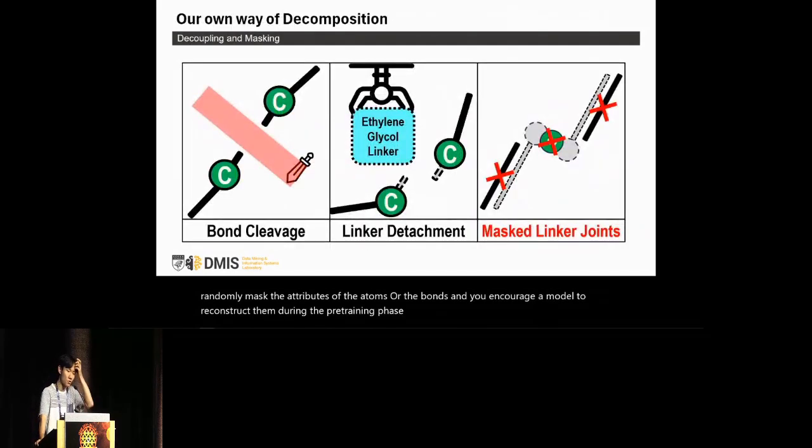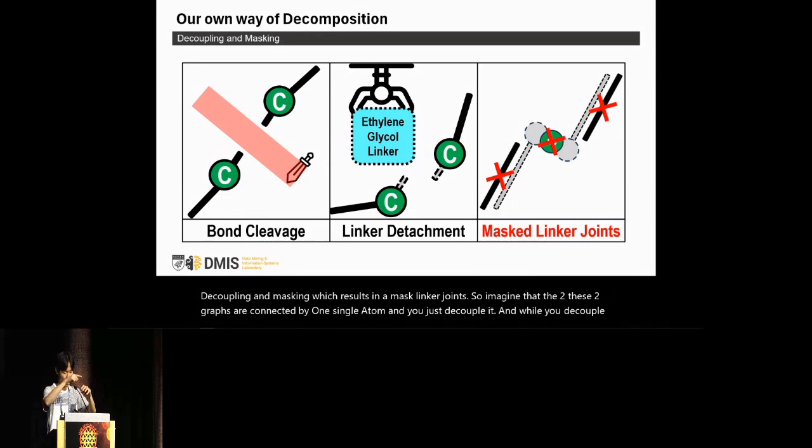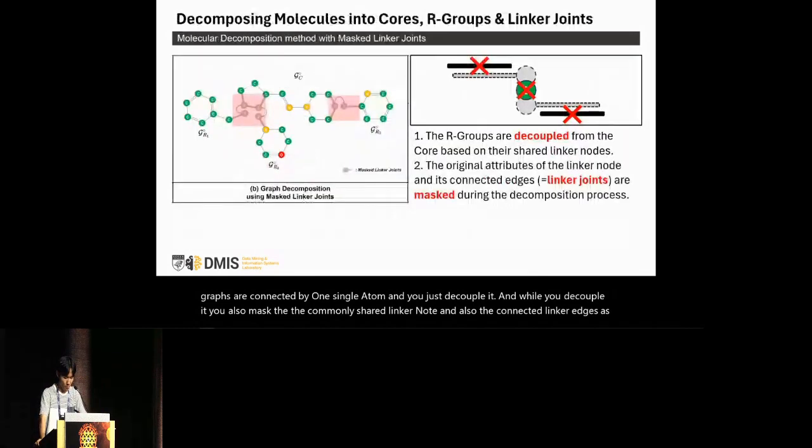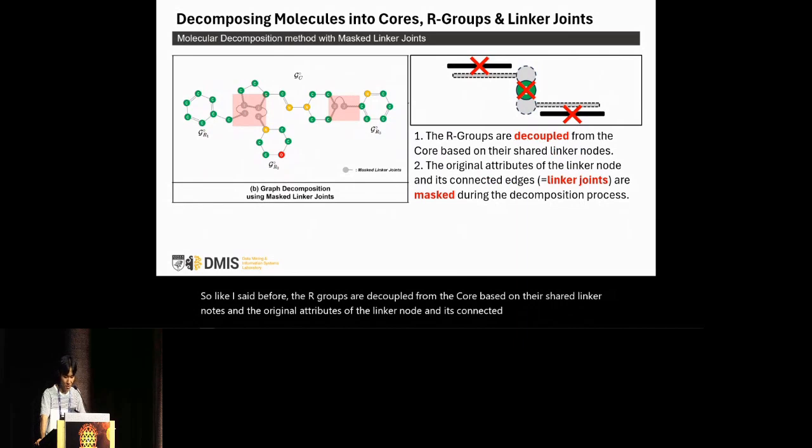So what we wanted to do is we propose a unique approach for decomposition called decoupling and masking, which results in masked linker joints. So imagine that these two graphs are connected by one single atom, and you just decouple it. And while you decouple it, you also mask the commonly shared linker node and also the connected linker edges as well. So like I said before, the R groups are decoupled from the core based on their shared linker nodes. And the original attributes of the linker node and its connected edges, known as linker joints, are masked during the decomposition process.